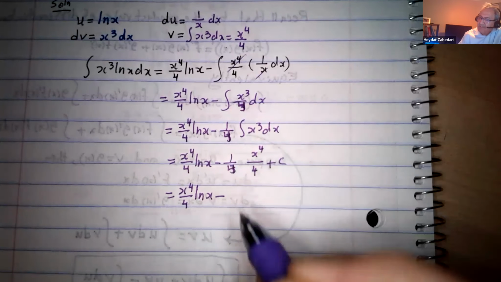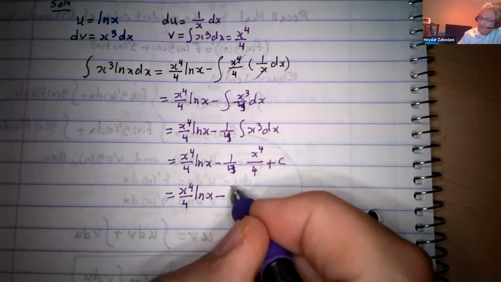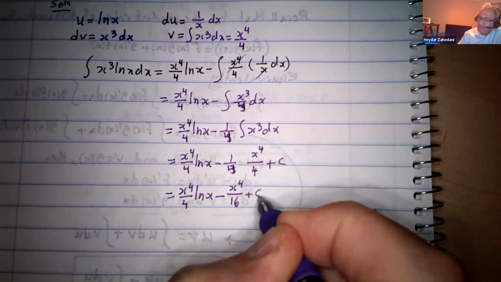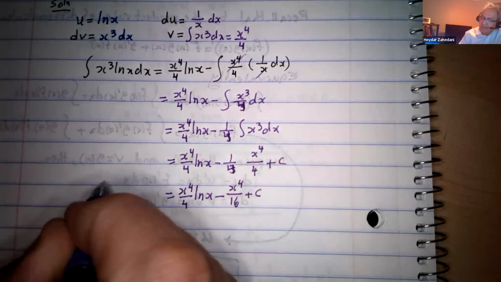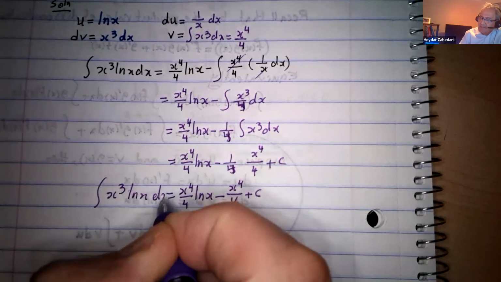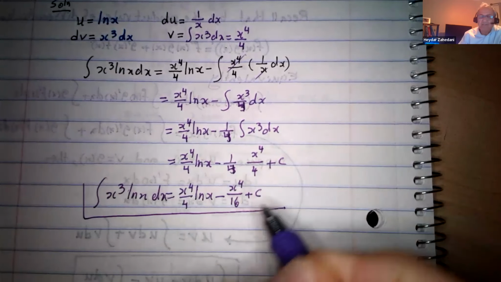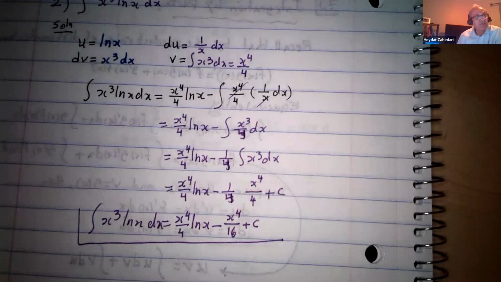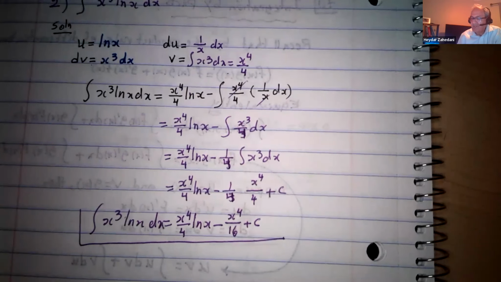That is 4. So I should get x to the 4th over 16 plus the constant. That's it. This is the integral of x cubed ln x dx. Final answer. You see, a very easy method for this group of problems. So any power times the ln x.